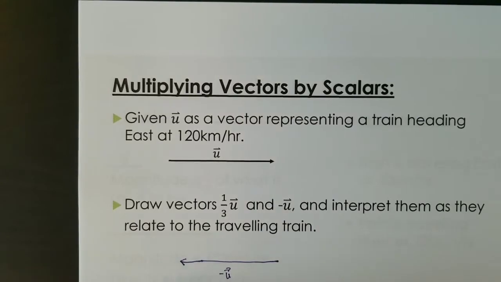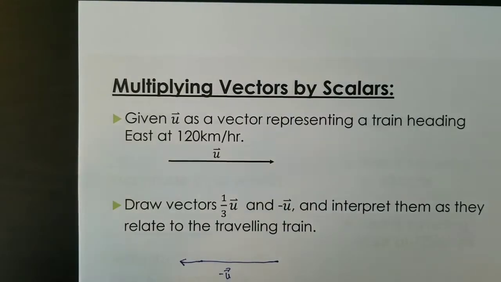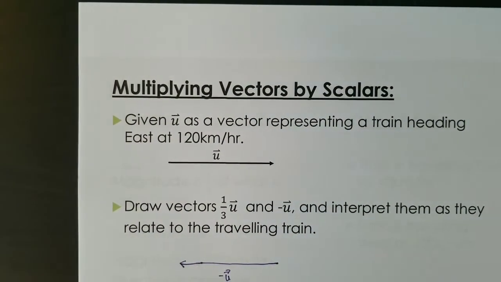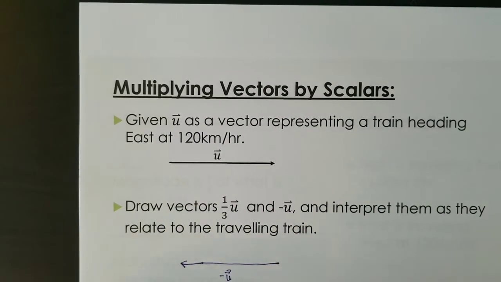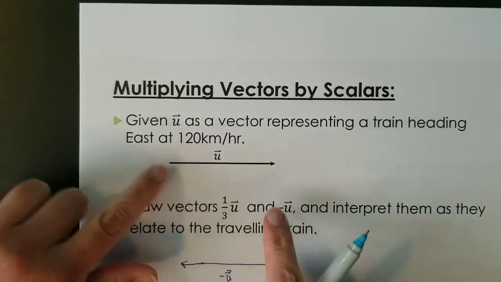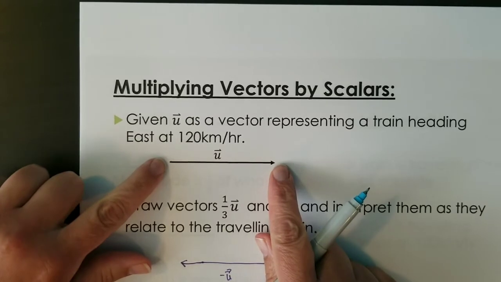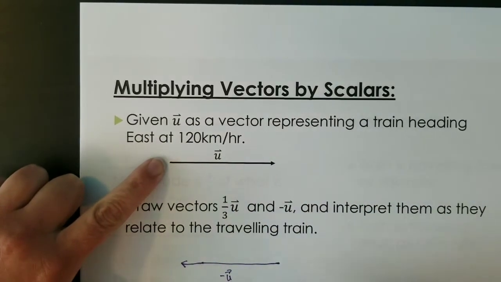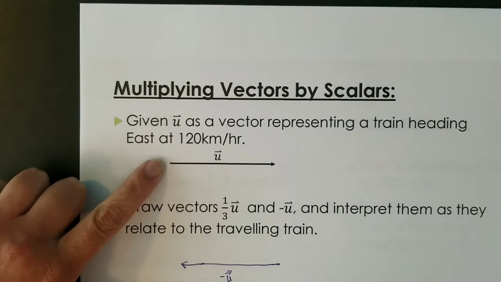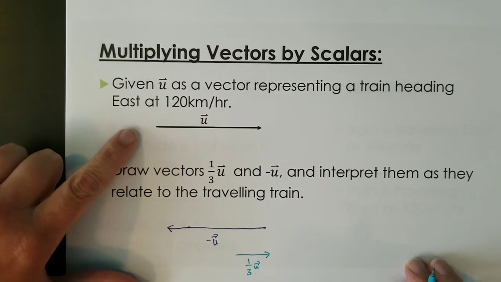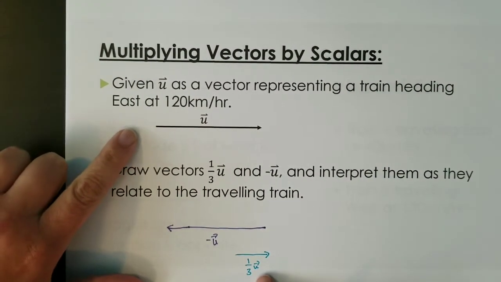Now the 1/3 u, I think it's probably pretty intuitive that what we're going to be doing there is just multiplying the magnitude of u by 1/3. So a vector that's 1/3 u is the same direction as vector u, but just 1/3 as long. So I would keep it going in the same direction, going towards the east, and make it about 1/3 of the length in my diagram there. So that would be 1/3 u.